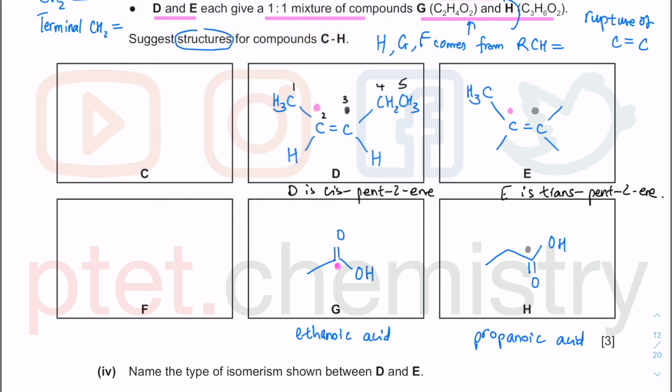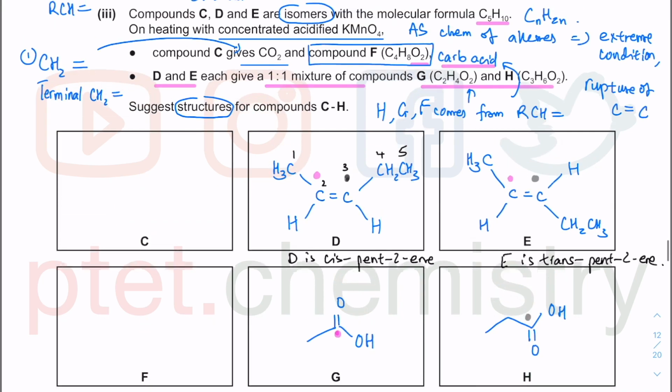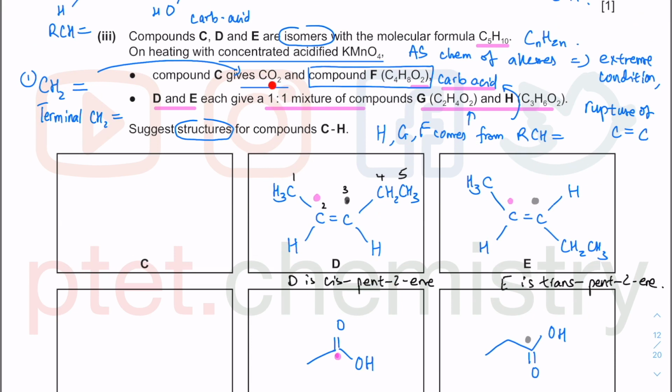I'm just going to draw the CH3 there and the CH2, CH3 there. So I just put the H there and there. When you break the double bond, they are still going to give you the same product. RCH will give you this. The RCH here will give you that, because 3 carbon give you 3 carbon carboxylic acid from the RCH. The 2 carbon RCH give you the 2 carbon carboxylic acid there. Okay. Now compound C gives CO2 and this 4 carbon carboxylic acid.